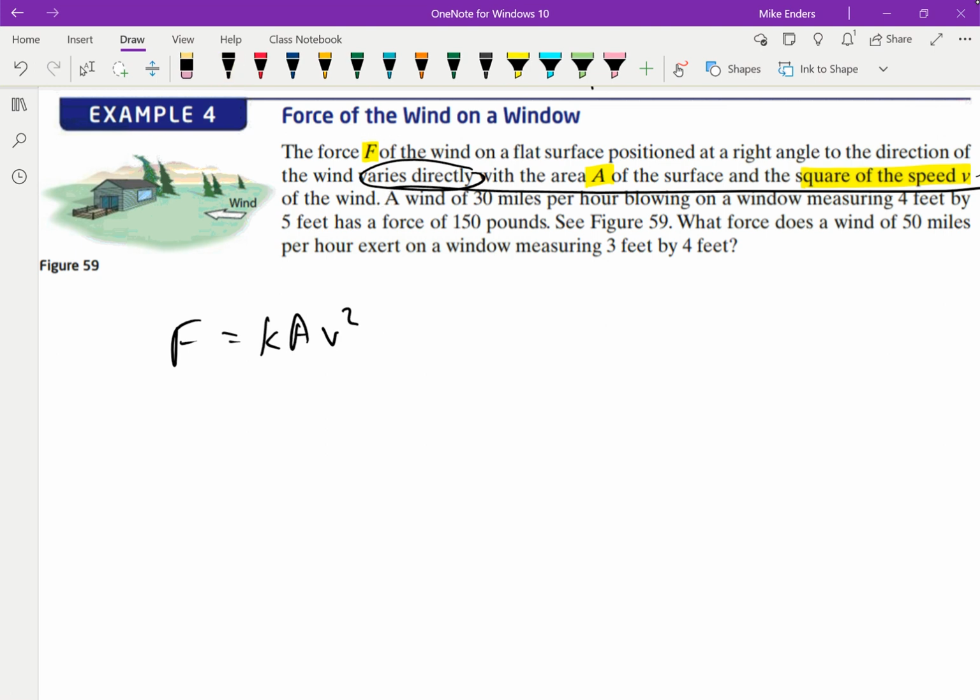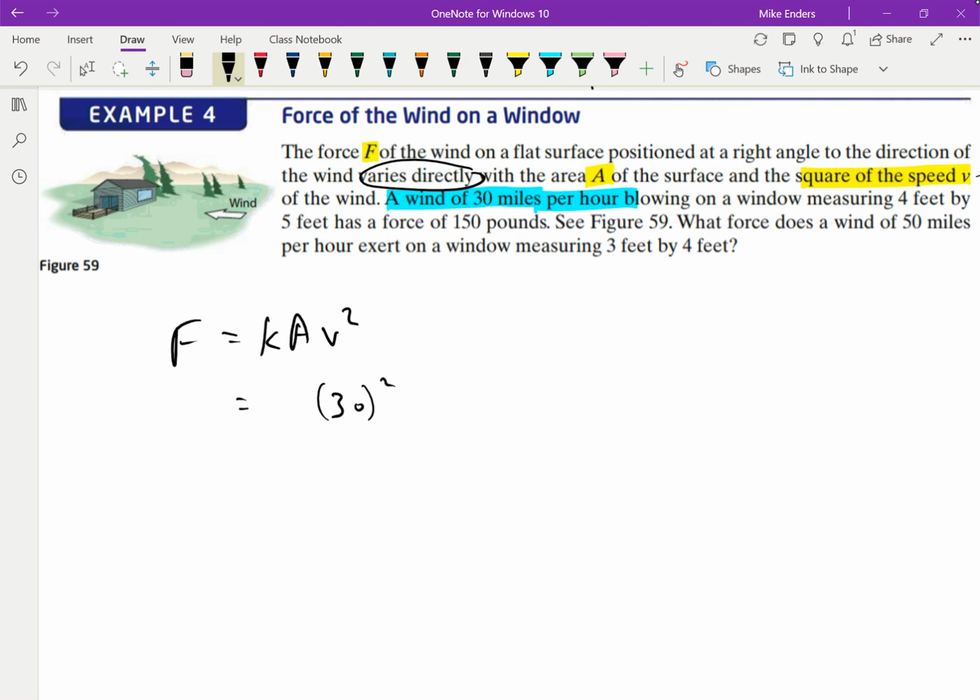Let's take a look at the rest of our scenario here. Then it says a wind of 30 miles per hour. So we have a value now for the wind speed. That is our speed. So if I start filling things in, that's going to be 30 squared.